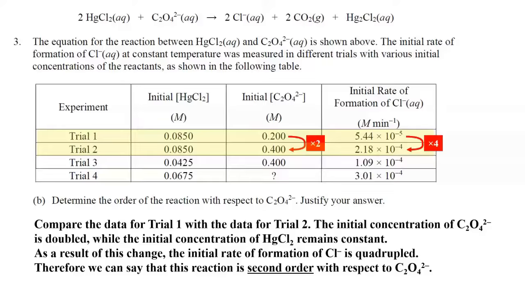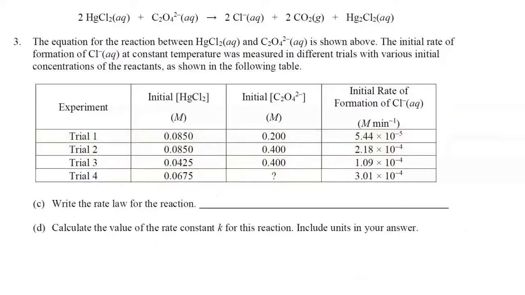So here's what I said. Compare the data for trial 1 with the data for trial 2. The initial concentration of C2O42- is doubled, while the initial concentration of HgCl2 remains constant. As a result of this change, the initial rate of formation of chloride is quadrupled. Therefore, we can say that this reaction is second order with respect to C2O42-. And so now that we know from our answers to part A and B what the order of the reaction is with respect to each reactant, we can write the rate law.